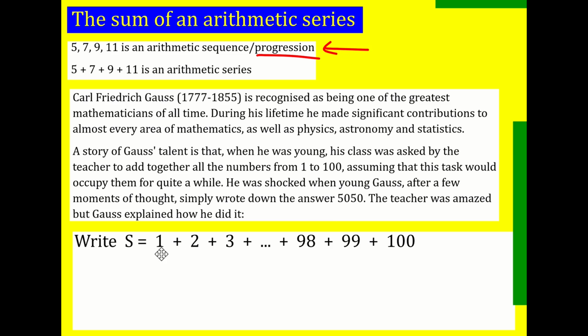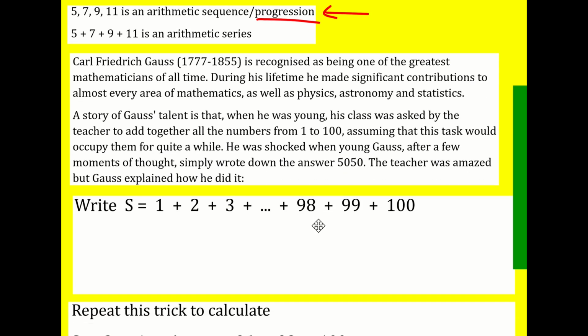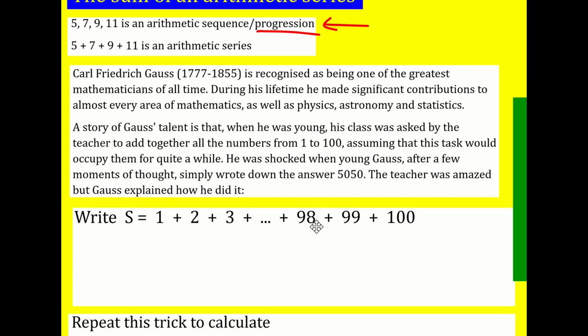The teacher was amazed, but Gauss explained how he did it, and this is how he did it. So this is an example of an arithmetic series, and we are finding the sum. What Gauss did is he wrote the same sum down, and I'm going to call it S again, but now he wrote it in reverse. So it's going to be 100 plus 99 plus 98 plus all the way to 3 plus 2 plus 1.